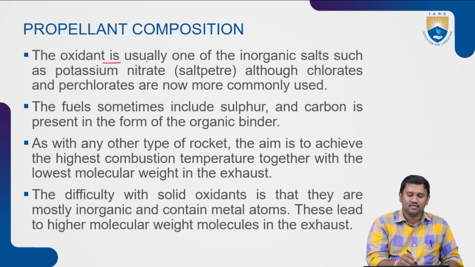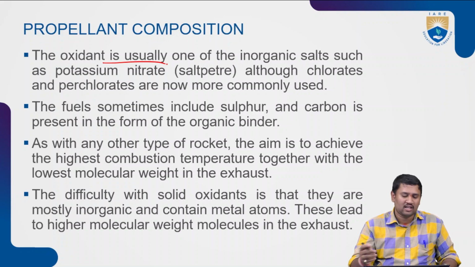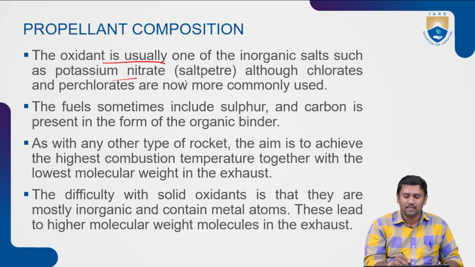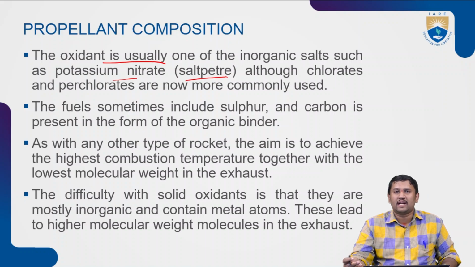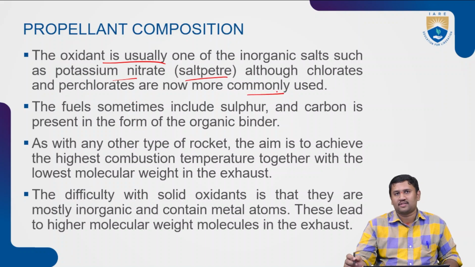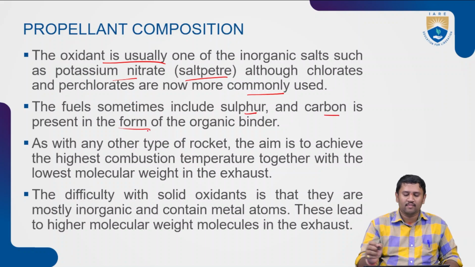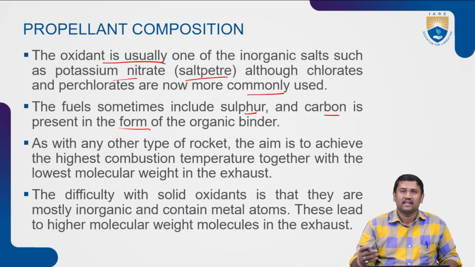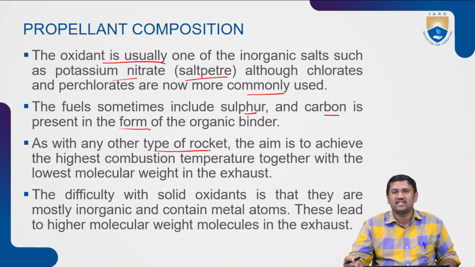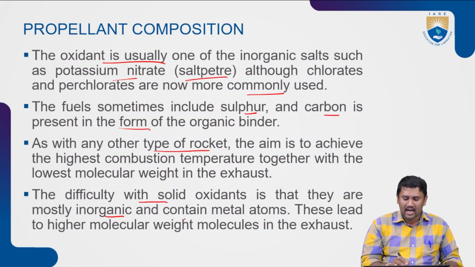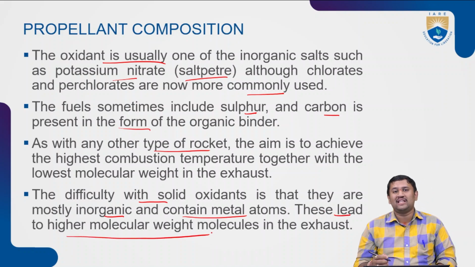The oxidant is usually an inorganic salt such as potassium nitrate, also called saltpeter, although chlorates and perchlorates are now commonly used. The fuels sometimes also include sulfur or carbon, in the present form as an organic binder. As with any other type of rocket, the aim is to achieve the highest combustion temperature together with the lowest molecular weight in the exhaust. The difficulty with solid oxidants is that they are mostly inorganic and contain metal atoms, and these lead to higher molecular weight molecules in the exhaust.